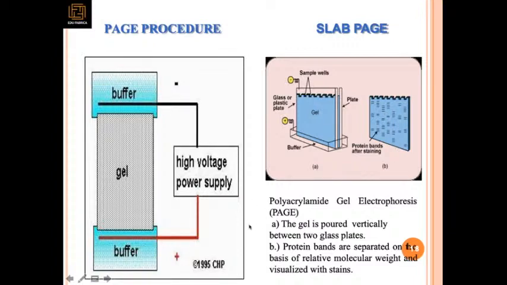In polyacrylamide gel electrophoresis, the gel is poured vertically between two glass plates, like we saw yesterday late night when we were doing protein isolation. At the end, a Bio-Rad staff scientist showed how 2D gel electrophoresis is done. He used pre-cast gels, so it was already cast between two plates and you added your samples on top and then you see the bands like that.